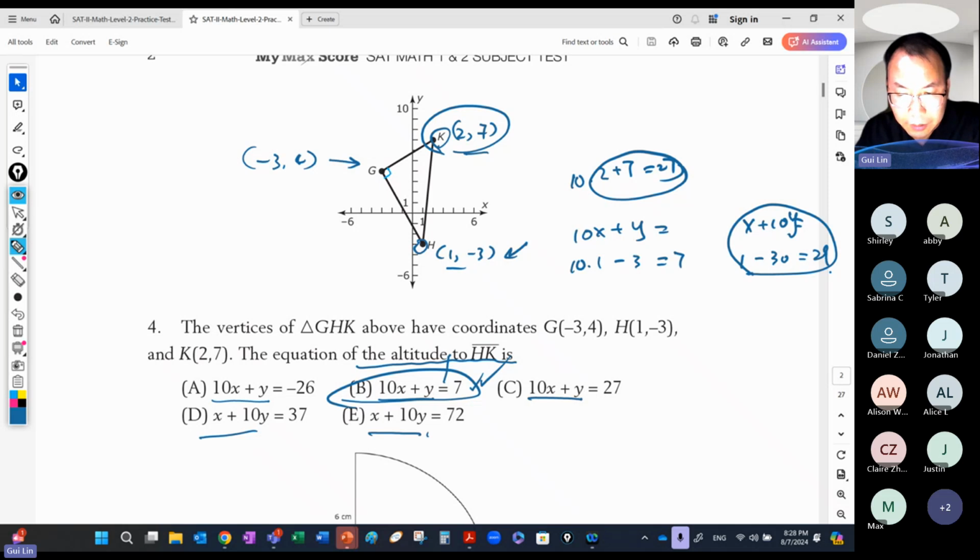So the altitude here, I'm sorry, the equation of the altitude to HK, I think it's not the equation passing through HK. Passing through HK would be too easy, right? Altitude to HK actually is the middle line.